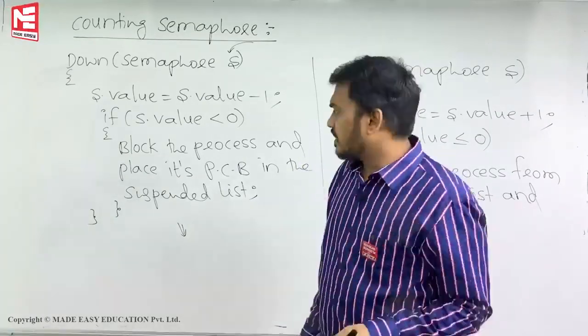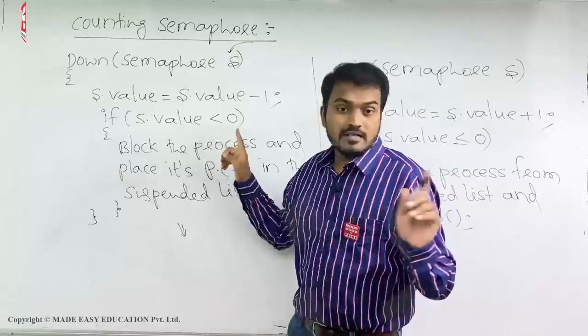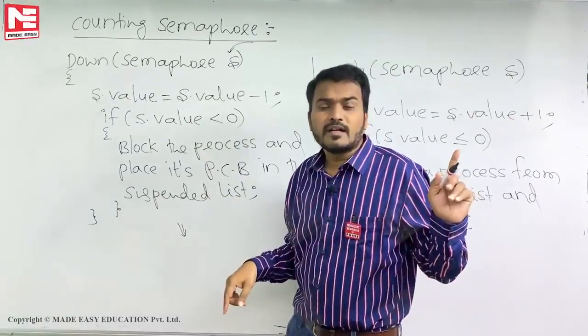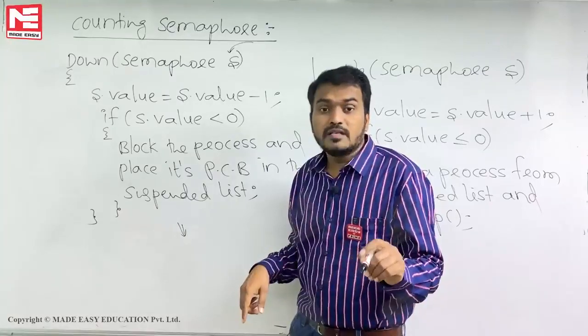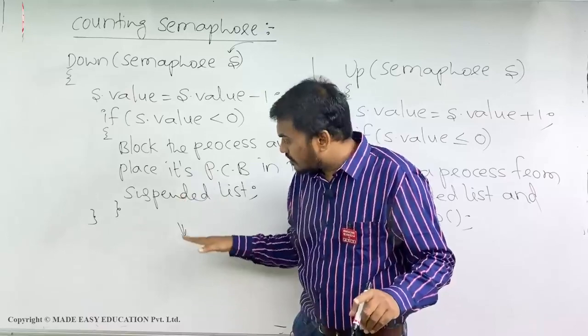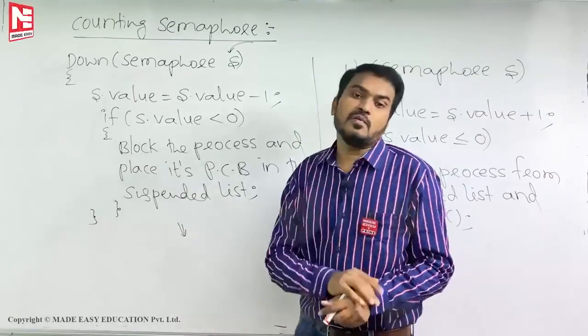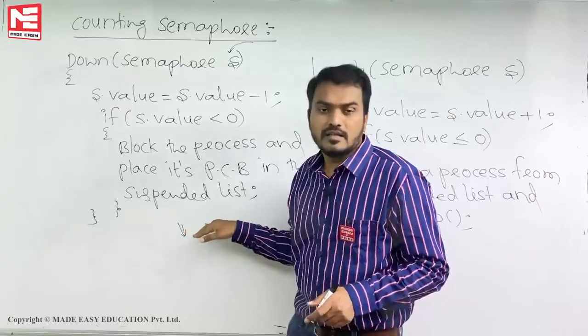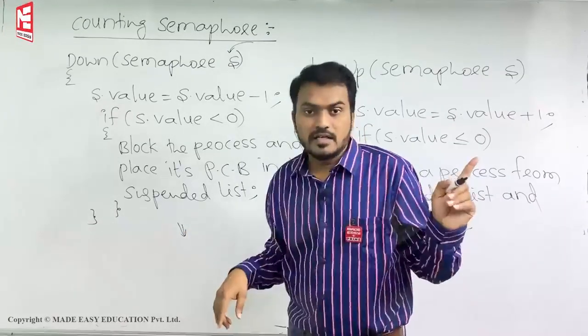Tell me, when will it not get suspended? If the semaphore value is not less than 0, then that is called what? Successful down operation. If it is a successful down operation, then only the process will continue further execution in the code. Is the point clear? Right.